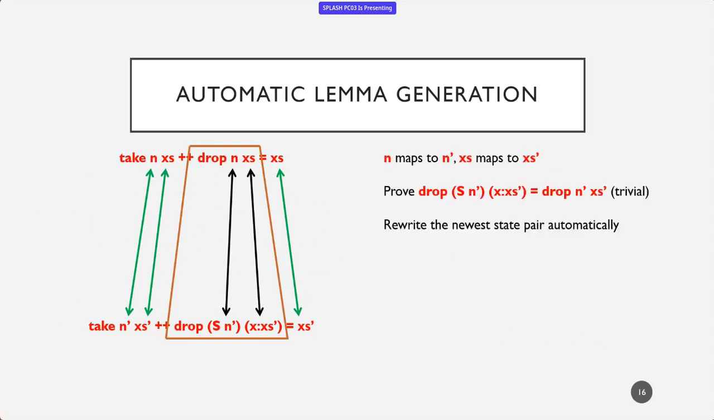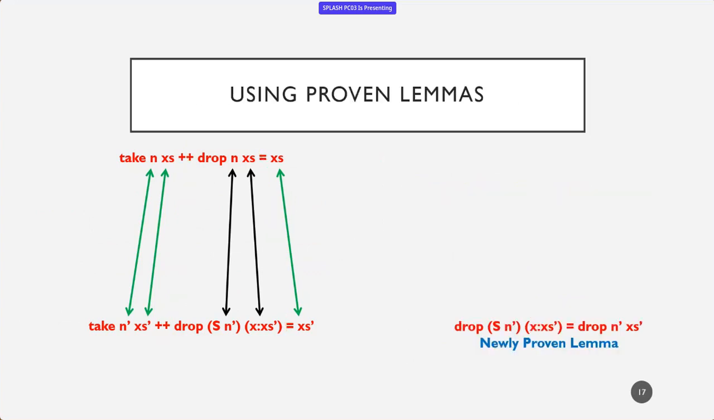The lemma is drop successor of n prime x cons xs prime equals drop n prime xs prime. On the right-hand side, we've replaced n and xs with n prime and xs prime because that's the mapping that we had for the take applications. Proving this lemma is trivial just because of the definition of drop. And once we've proven this lemma, we go back to the point where coinduction failed, we rewrite the newer state pair automatically, and we try coinduction again with the rewritten version. Let's see how that looks.